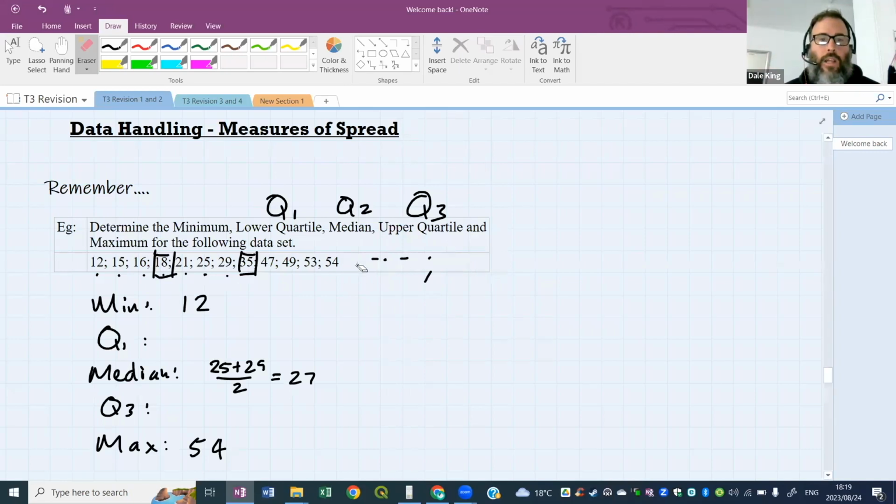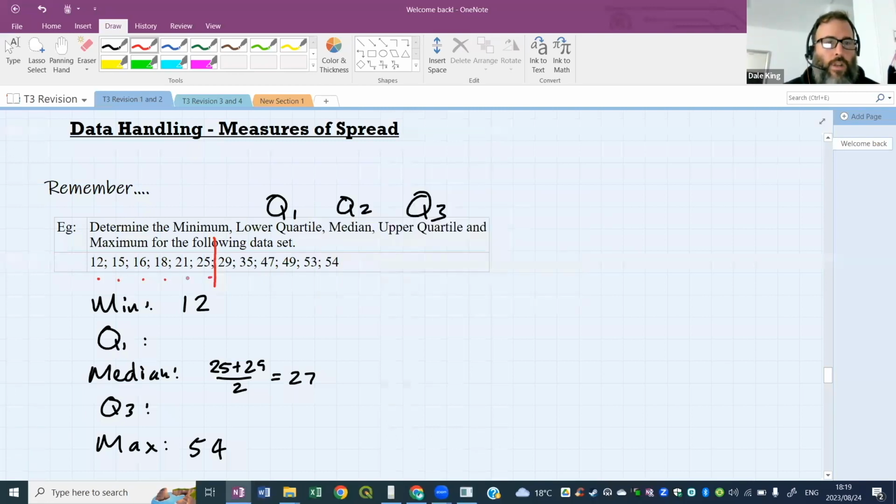Okay, but like you said, let's drop all this nonsense out. We know that the median is between 25 and 29. It's 27. We know we've got 6 numbers to the left of the median. So you said, sir, it's 16 and 18. And then what do I do with these numbers? You divide by 2. Add them up and divide by 2. And that'll give you 17 for the lower quartile.